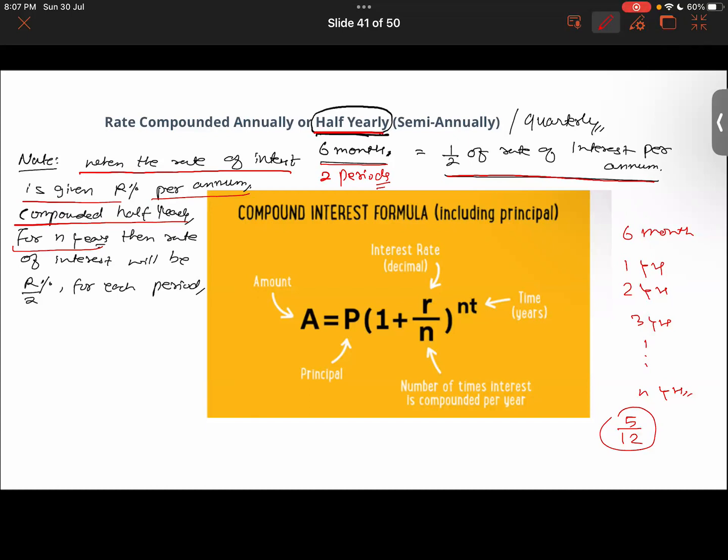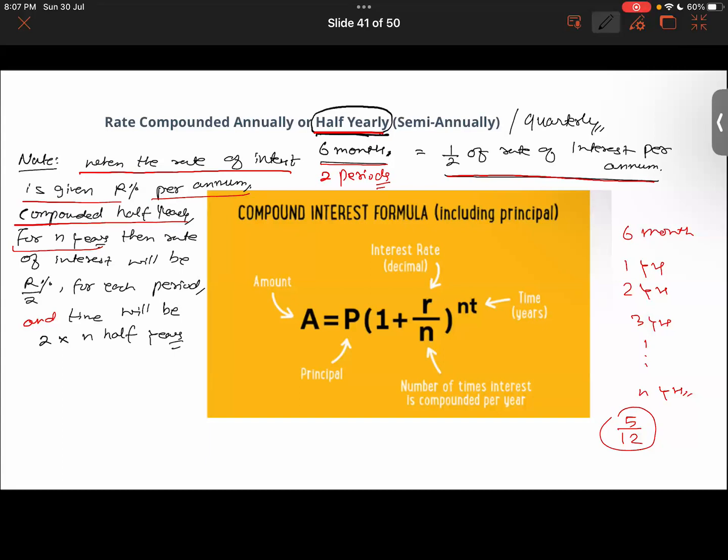For each period, time will be how much? Time will be 2 into and half years. Now when we will be solving questions, it will become more clear. As of now, we are only talking about when it is being compounded half yearly.